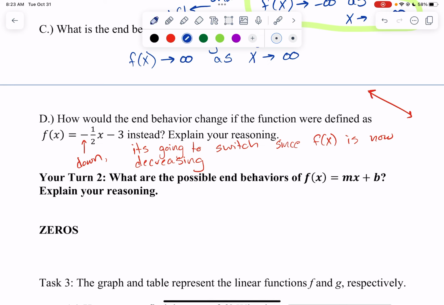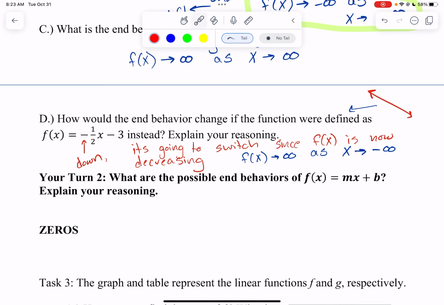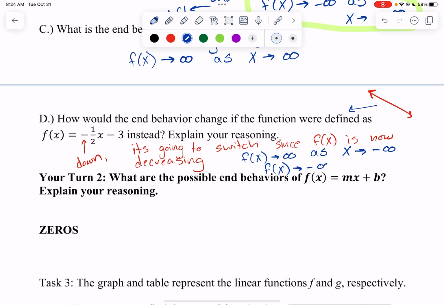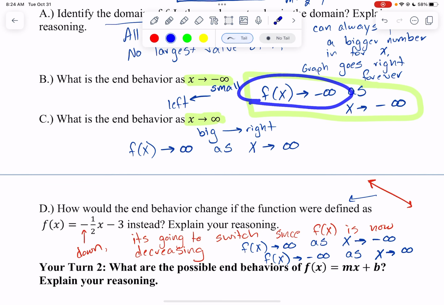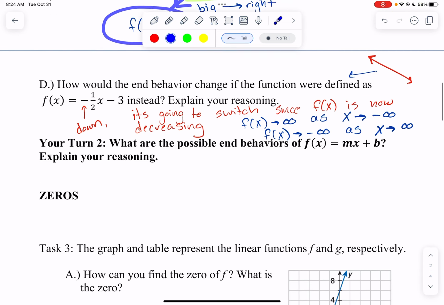My f of x is going to go up as x goes to the left, because as I go to the left, my function now is going up. And f of x approaches negative infinity as x goes to the right. So basically what happened is this and this switched, since now we're going down instead of up.